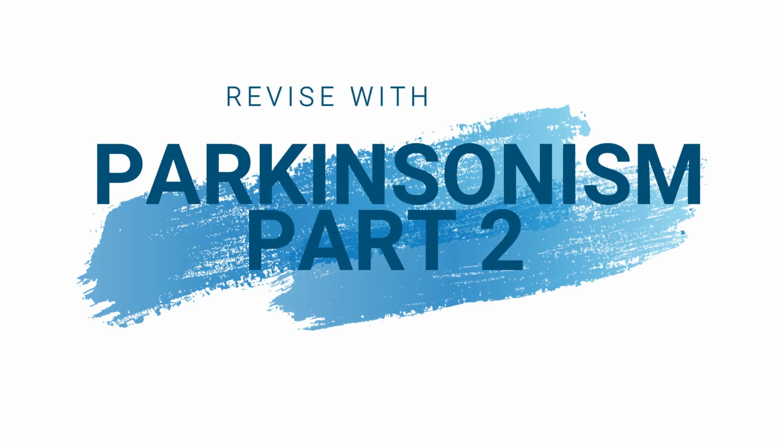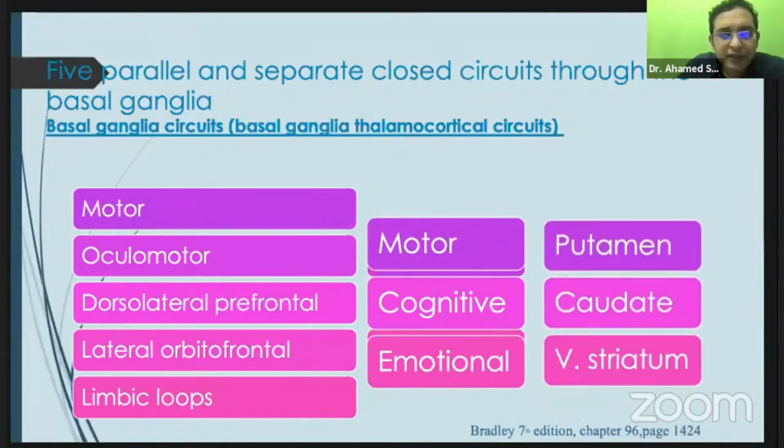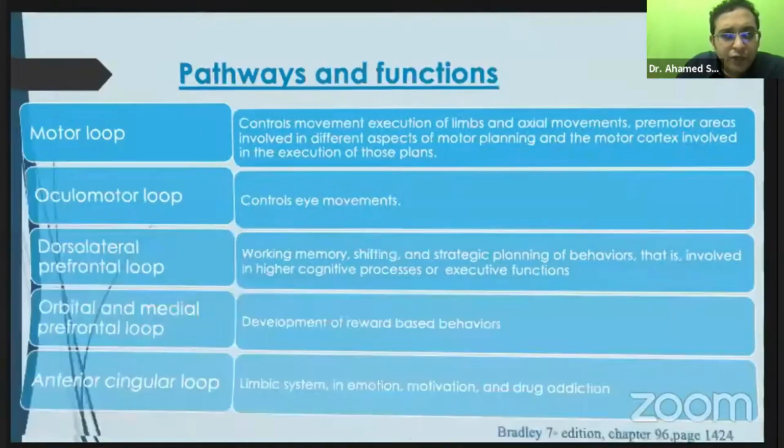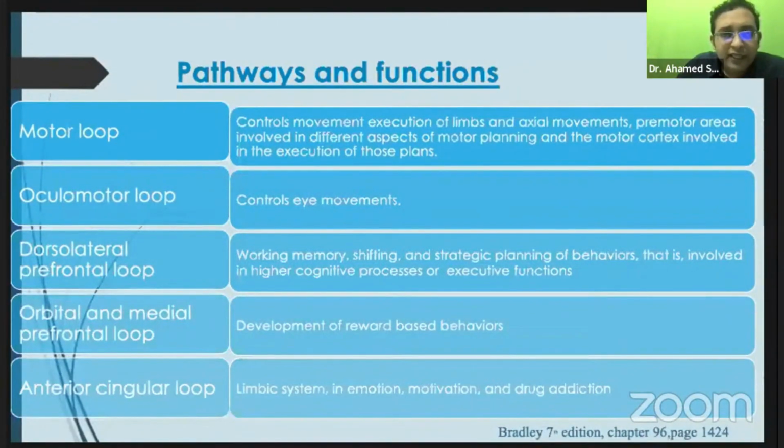So this we have seen. We need to know more about this. Actually, till now we were studying, if you see Harrison and all, basically two circuits. If you are asked about the circuitry, we will be thinking of direct pathway and indirect pathway. But that's not the true thing.